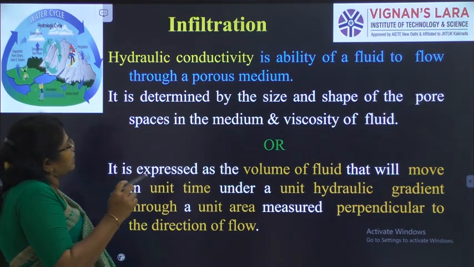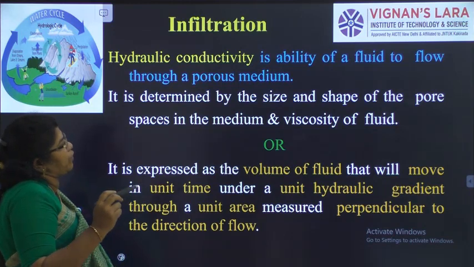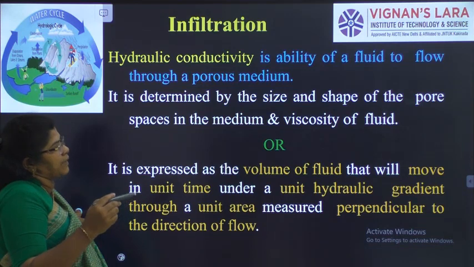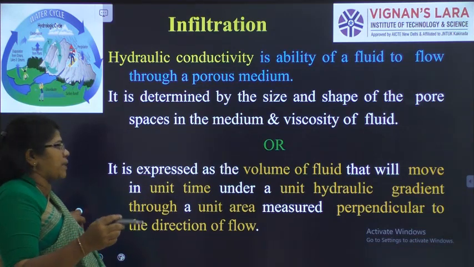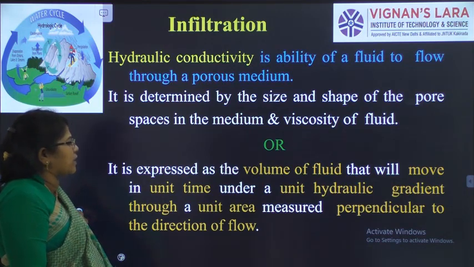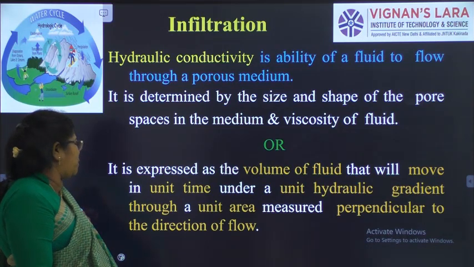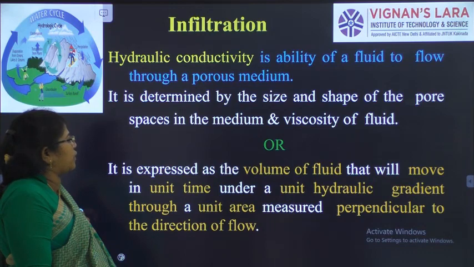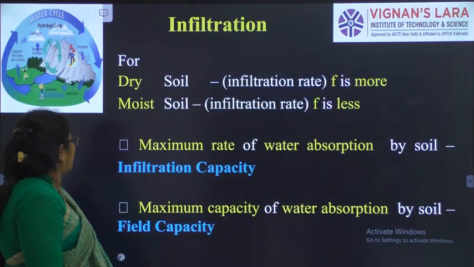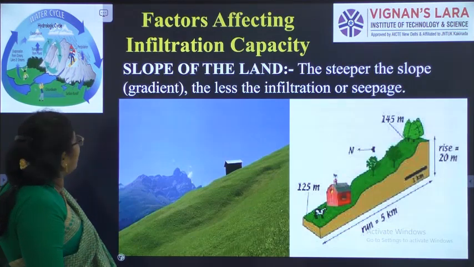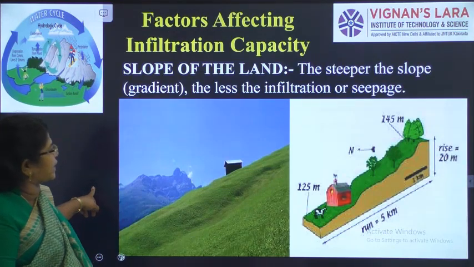So hydraulic conductivity is the ability of the fluid to flow through a porous medium. It is determined by the size and shape of the pore spaces in the medium and the viscosity of the fluid. It is expressed as the volume of fluid that will move in unit time under a unit hydraulic gradient through a unit area measured perpendicular to the direction of flow. Okay, so the next one we will be seeing is the factors affecting this infiltration capacity.